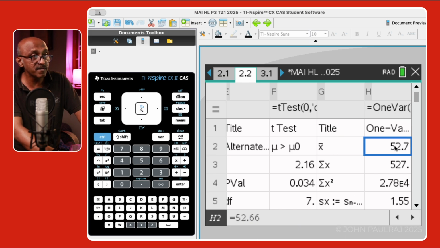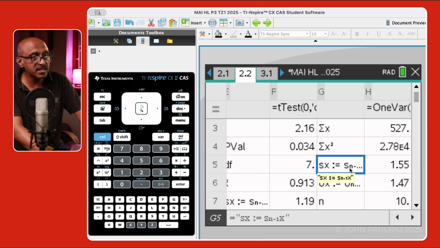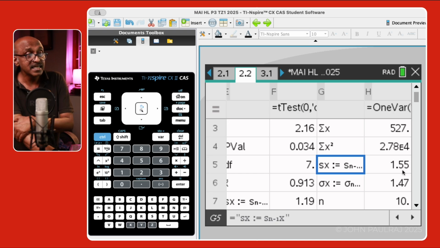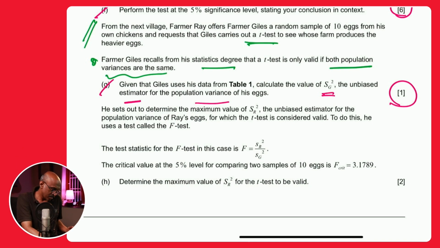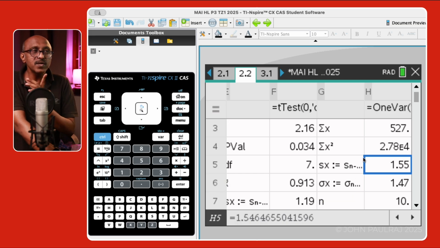This is your mean from there, 52.7. And what are we interested in? We are looking at this one, this is your SN minus 1, 1.55. This is the standard deviation. We want something else, right? What does the question say? We want the variance. Calculate the value of SG square, the unbiased estimator for the population variance. So basically the square of this value, the square of 1.55, and if you actually click on that cell, you'll see the whole digits 1.54 and so on. Typically I don't like to round off.